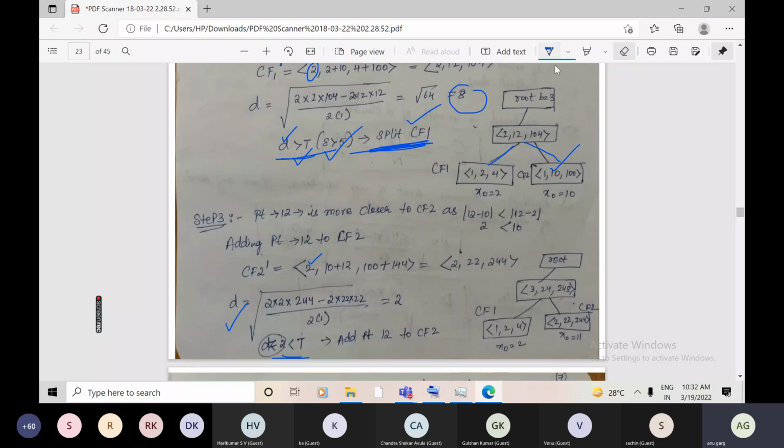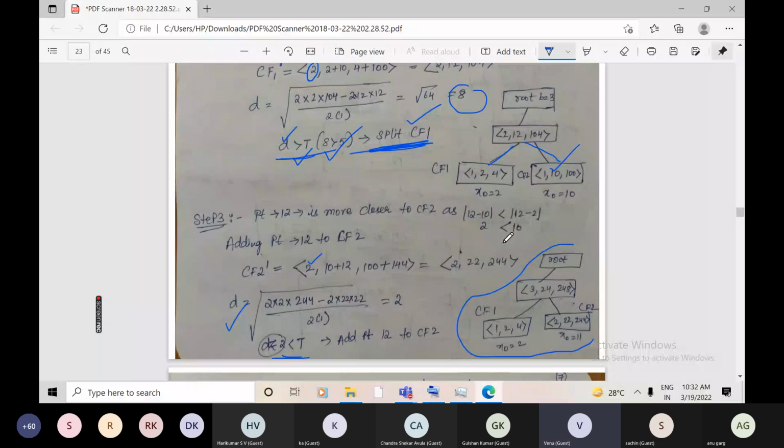And then if you see, your tree has become like this. In CF2, you have 2 points now, 2, and this value will be 22: 10 plus 12, 100 plus 12 square, 244. And then again recalculate your centroid: 2 divided by 1, 2. 22 divided by 2, 11. Is everybody clear till here?